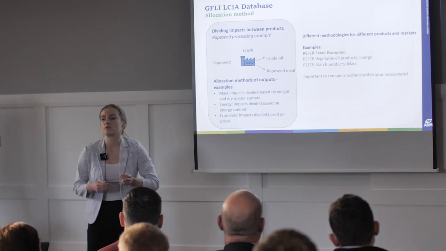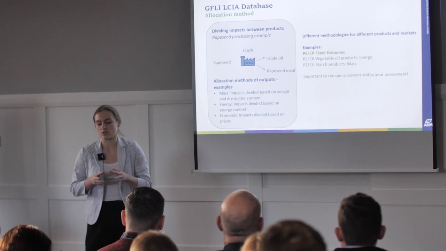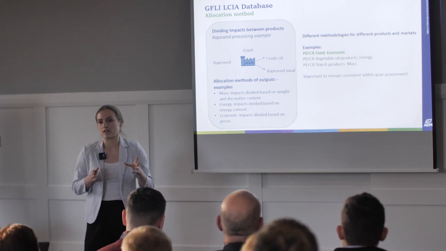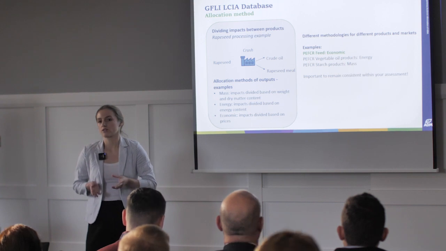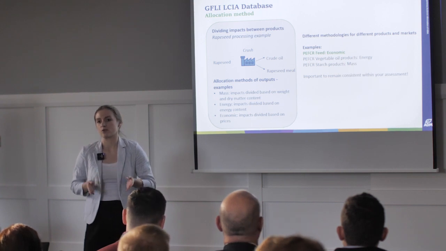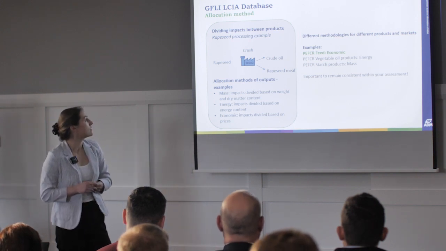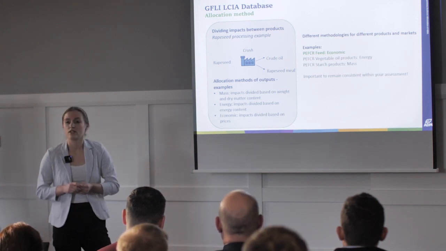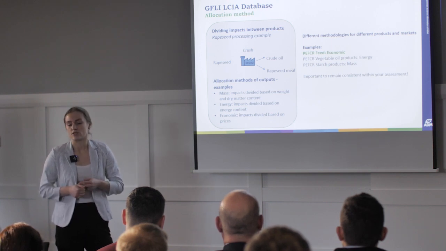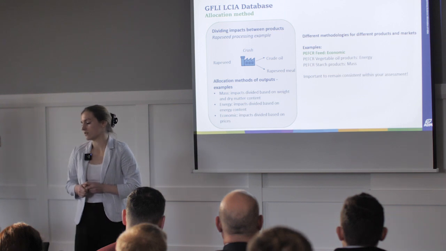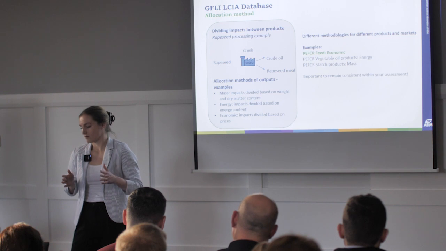Allocation is basically when you have, for example, a system or product you're assessing, and at some point you get two output products, and you need to divide the impact until that point between the two output products. We take here the example of rapeseed processing. It goes into the crush, and then you have rapeseed meal and rapeseed oil as outputs. And how do you allocate the impact after that?